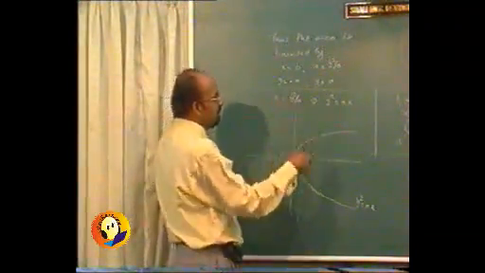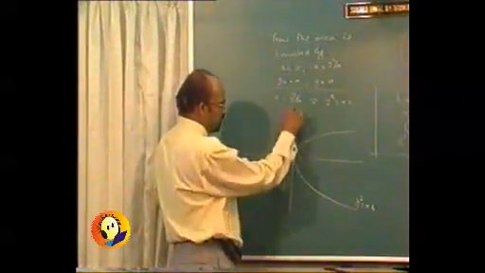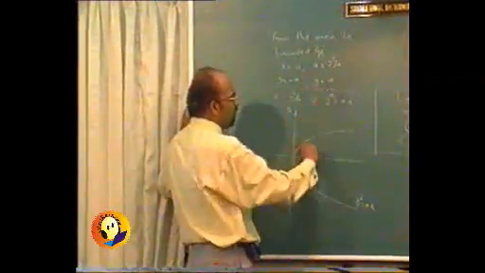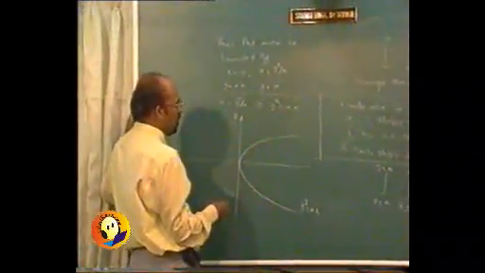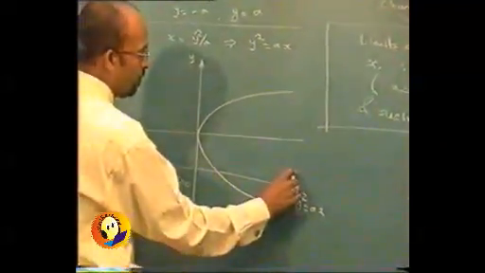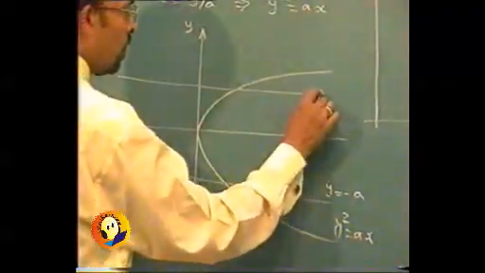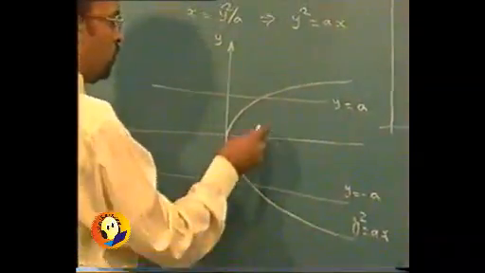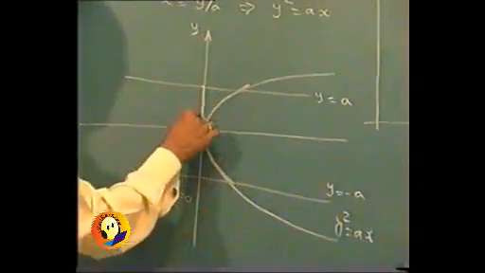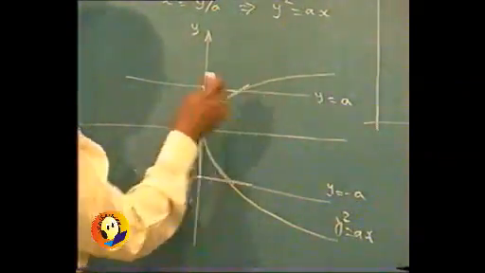The other limits: as we start from here, x equal to 0, that is the y-axis. This is the x equal to 0 line. X equal to y square upon a, the parabola, we have drawn. Y equal to minus a is going to be a line like this, and y equal to plus a will be a line over here. So the four curves are: this is one parabola, this is the y-axis line, this is the y equal to minus a portion, and this is the y equal to plus a line.